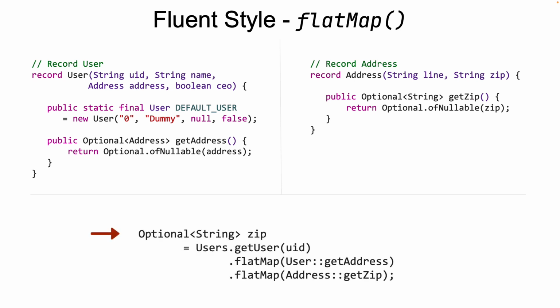So if we were to use the getAddress and the getZip methods instead of the address and the zip methods in our fluent pipeline, we would end up with the following code. Notice the use of flatMap methods. Method reference User::getAddress returns an optional address. But flatMap would simply return the optional address, whereas map would have returned an optional of an optional address. Bottom line, flatMap should be used when the function passed to it returns an optional. Otherwise, use simply map.